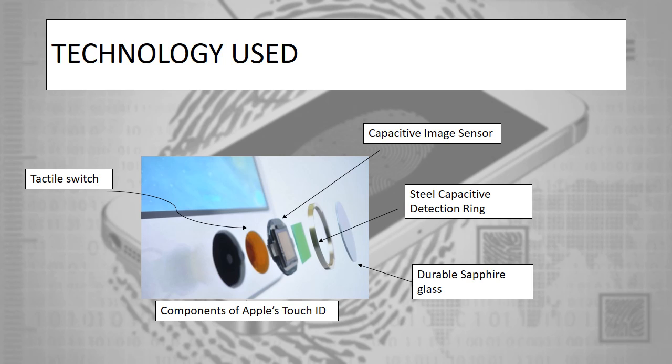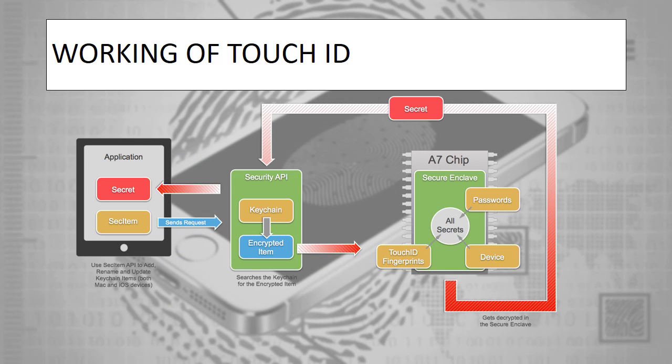This silver ring is protected by a layer of durable sapphire glass, where the image of the fingerprint is focused directly on the Touch ID sensor. Now let's see the working of Touch ID. Touch ID operates more like a traditional flat-bed scanner you use for scanning photographs. Protected by the layer of sapphire glass, as shown in the previous slide, the image of the fingerprint is focused directly onto the Touch ID sensor.